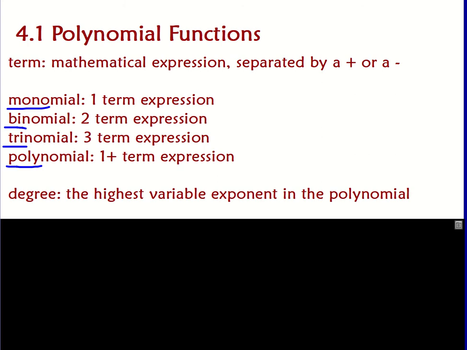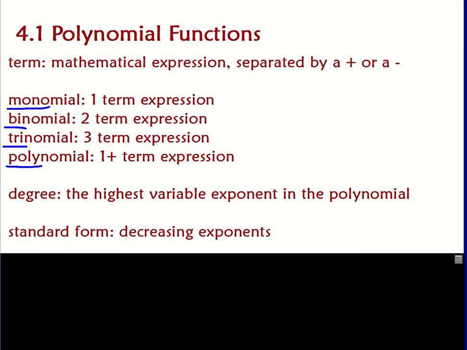The next one is the degree of the polynomial. The degree is the highest variable's exponent in the polynomial. Now, if the polynomial has multiple variables that are being multiplied together, then this definition is not quite the same thing. But for polynomials, which is what we're working with right now, it's going to be the highest exponent that's on a variable in the polynomial. That would be whatever the degree is.